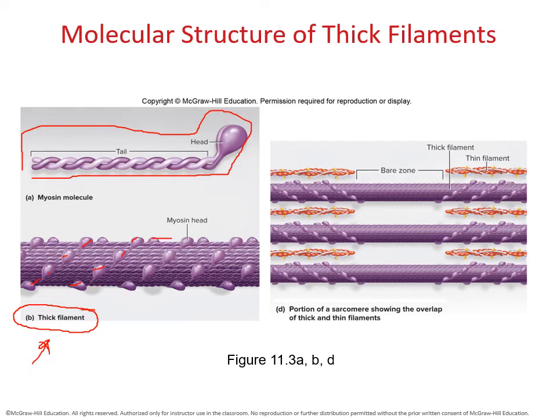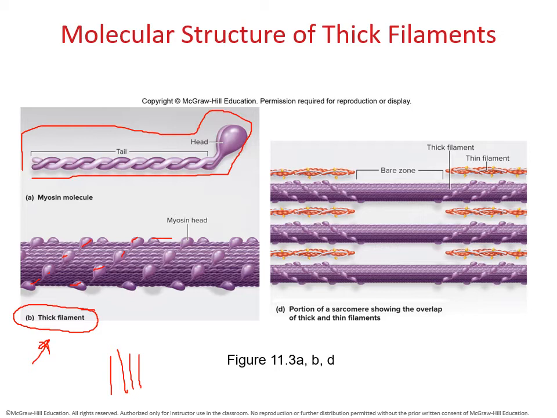Now, the reason we care so much about this is because when we look at the striations on the muscle, and we're seeing the perpendicular lines going up and down, very organized, what we're looking at is a thick filament followed by a thin, followed by another thick, followed by a thin. So it's very organized in the pattern.